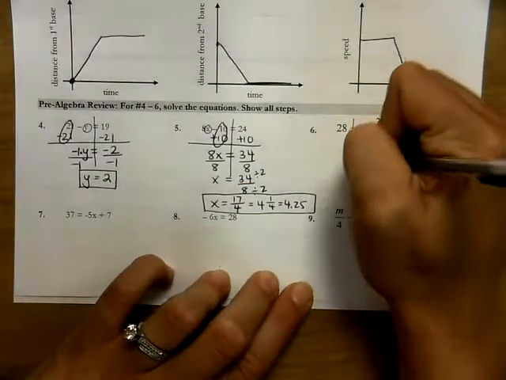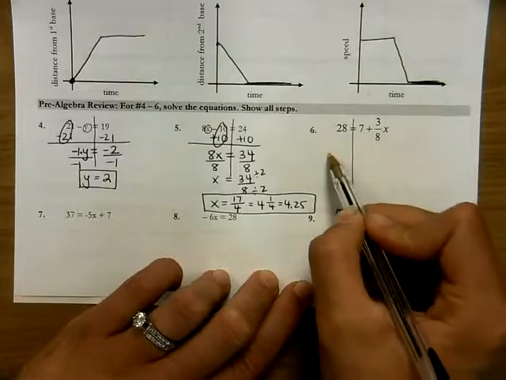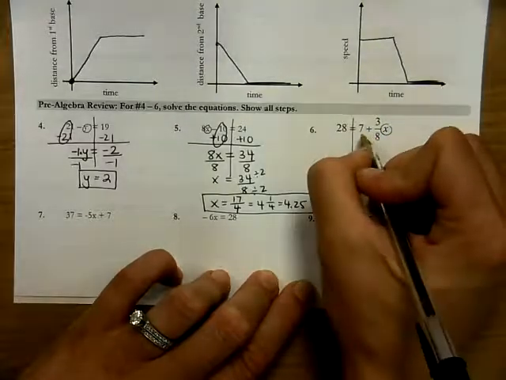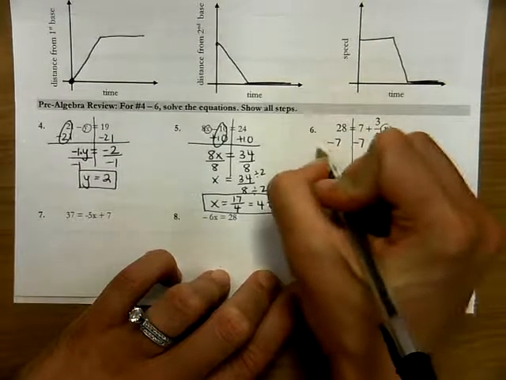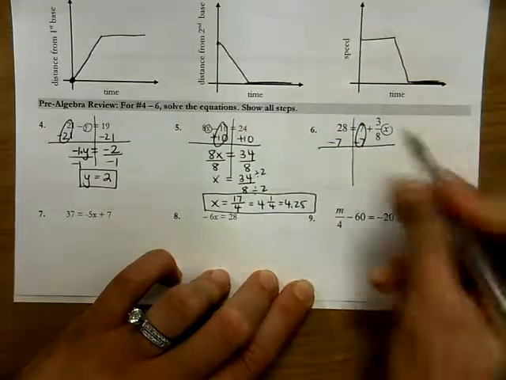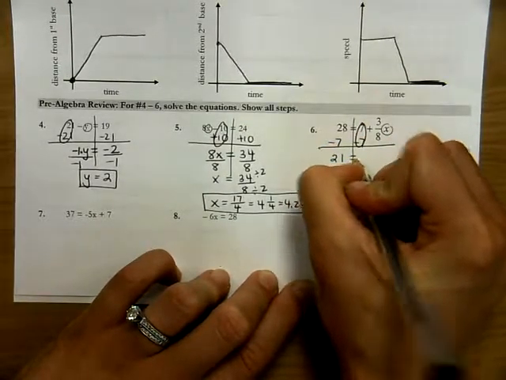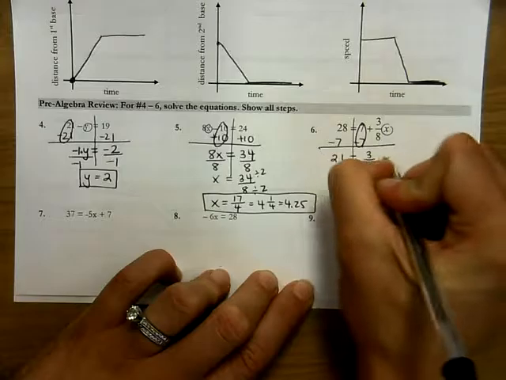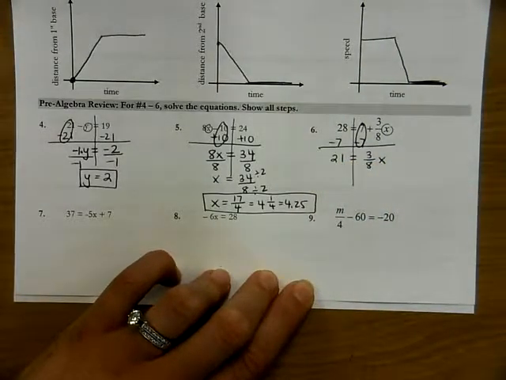Looking over here, again, I'm going to draw my bar. Whatever operation I do to this side, I have to do to this one. I'm solving for x. The first thing I'm going to do is subtract 7. Positive 7 and negative 7 add to be 0, so I have 21 is equal to 3/8 x. There's a couple different ways to do this one.